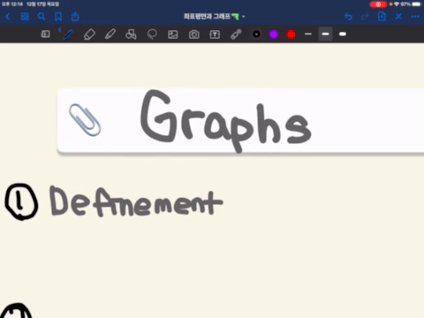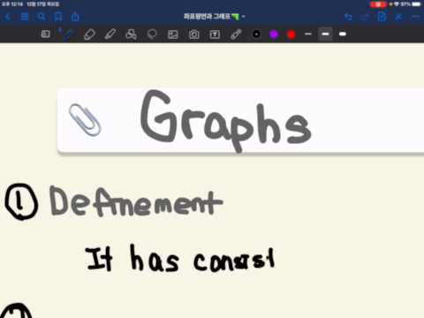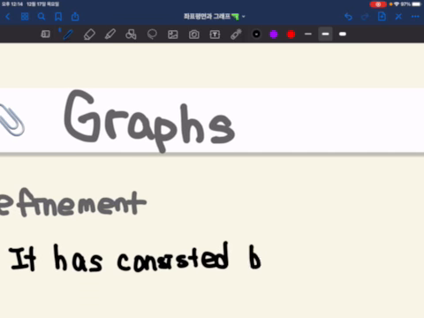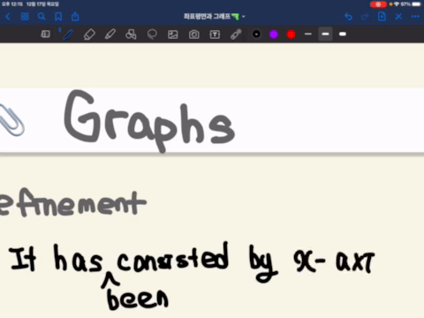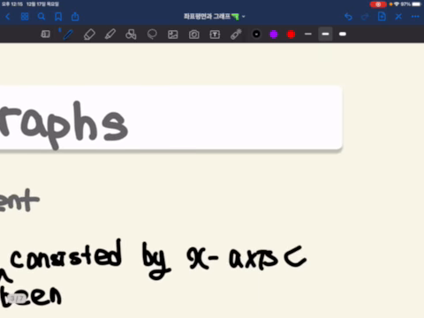So the definition is that it has been consisted of the x-axis, y-axis, and origin.